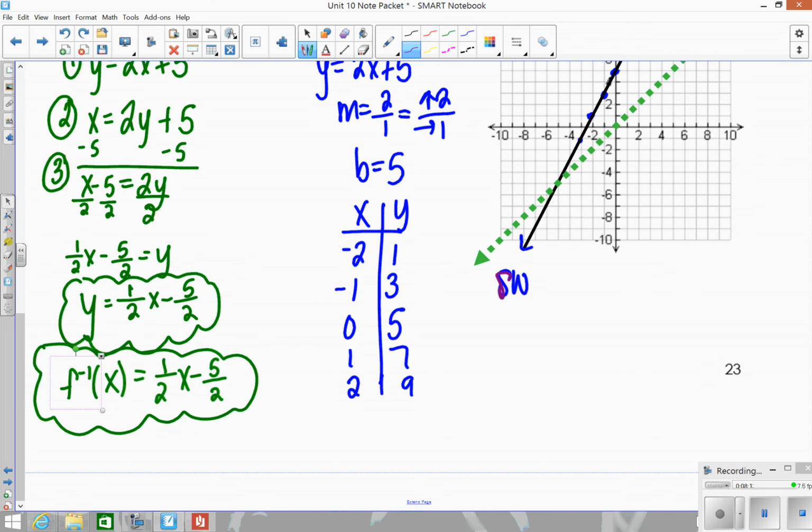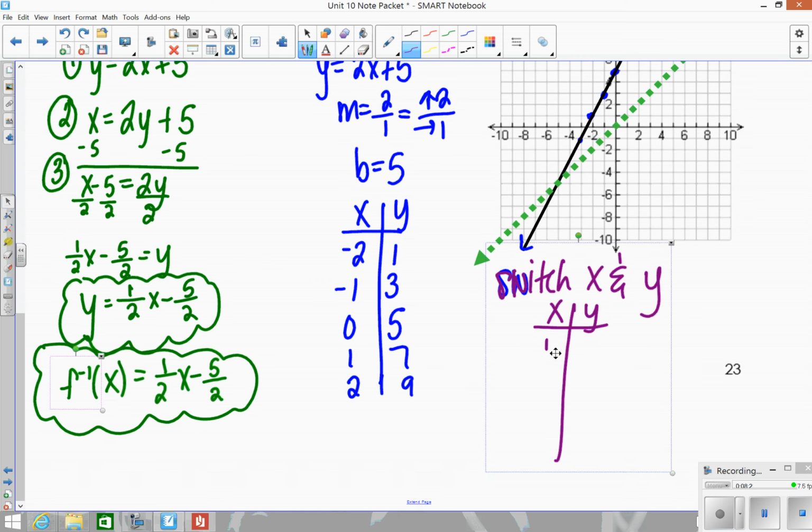So we're just going to switch x and y. So instead of having to count it, if we just switch our tables, so 1, -2, 3, -1, literally just swap in those values. 7, 1, 9, 2. And then if I replot these, they will actually be the points of the reflection.